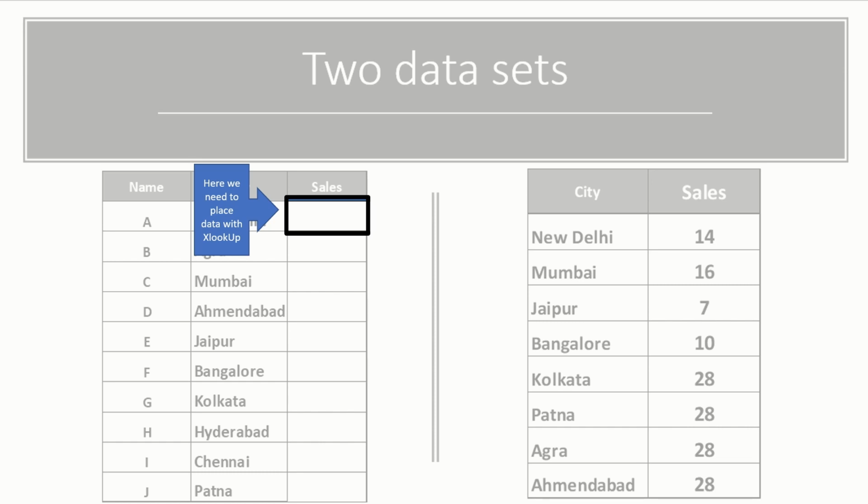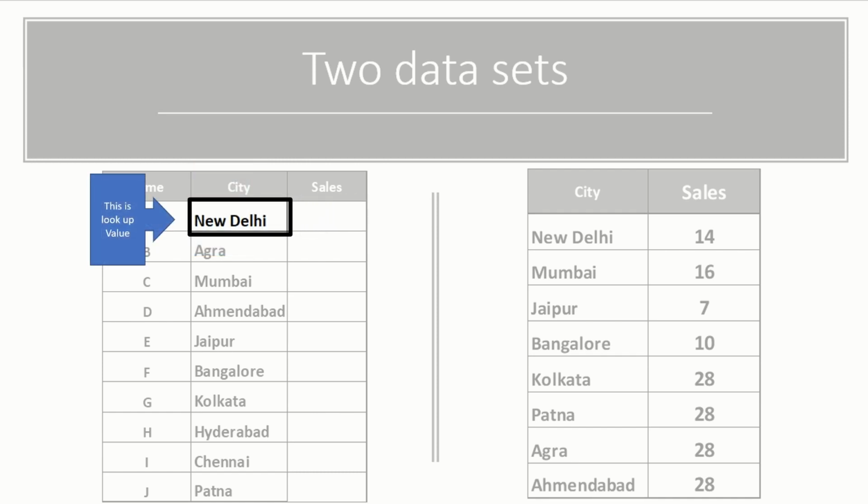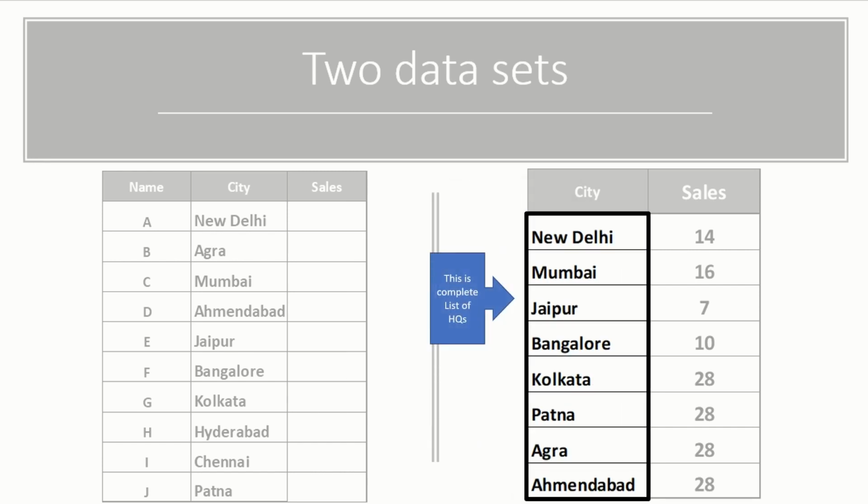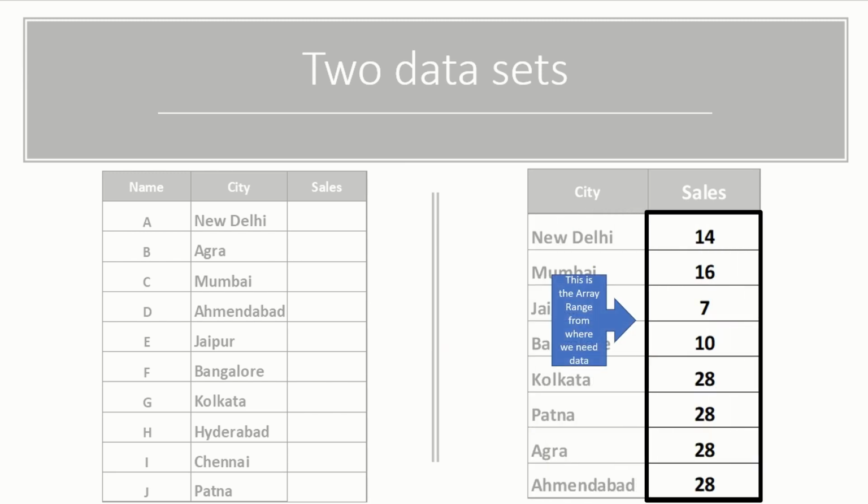Understand the components of the formula in the cell where we need data. One is lookup value. Here it is city. It is a name which is common in both the data sets and we will use this as the key to find the data we require for city in data set 2. Second is lookup array. It is the complete list of the cities in data set 2 to pick the correct data. And the third is return array. This is the range of data we need to return from.